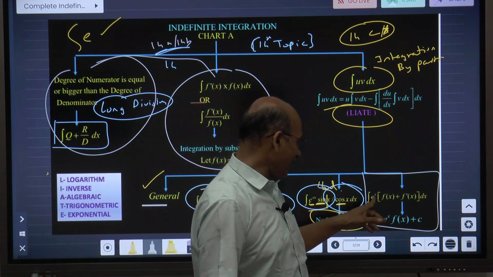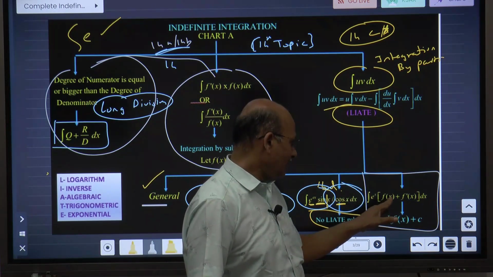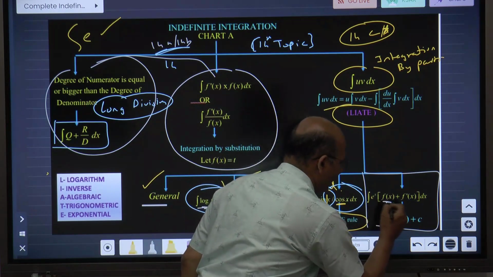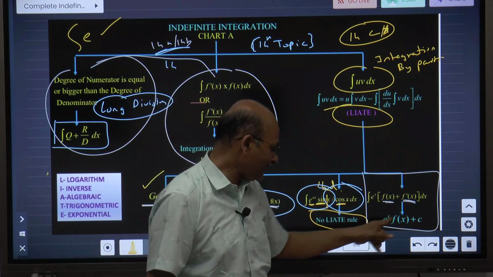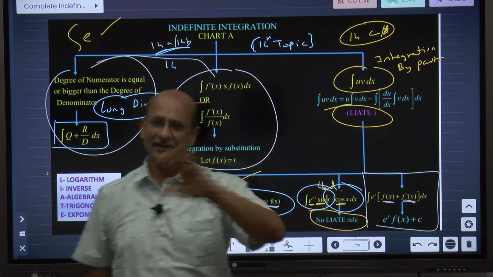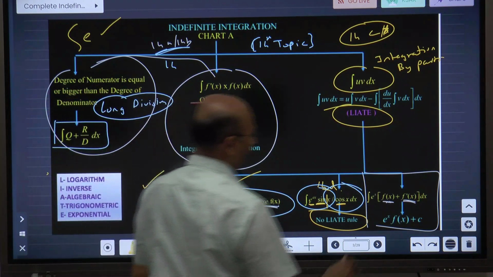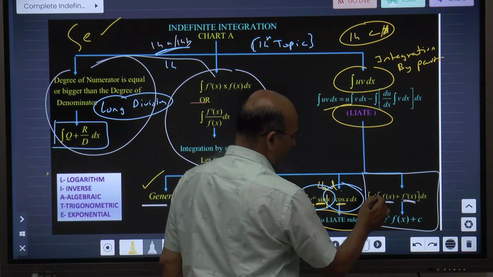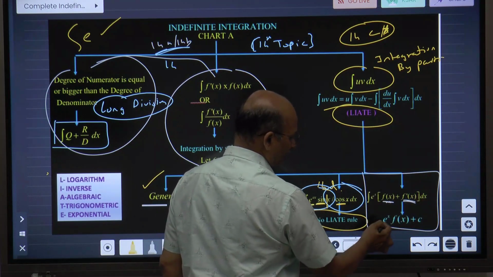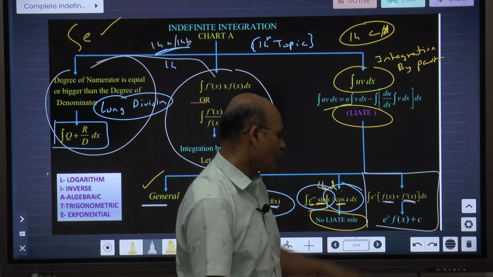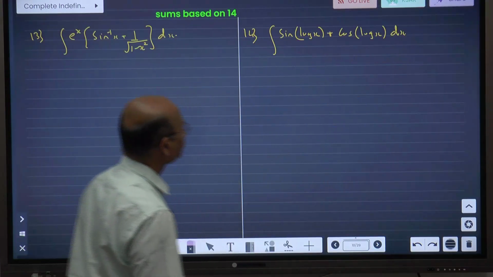In the integrand there is e raised to x, but there is no sin x or cos x form. There is a function and derivative, both exist. Then the answer is e raised to x f(x) plus c. I am not showing you the method here, I am directly showing you the technique. Whenever an integrand has e raised to x times f(x) plus f dash x dx, the answer for this is e raised to x f(x) plus c. I will explain with examples.